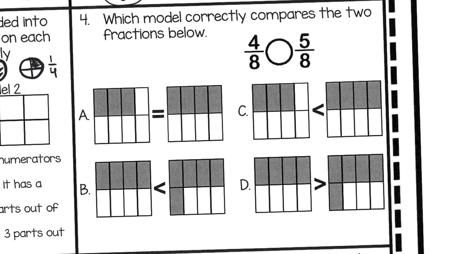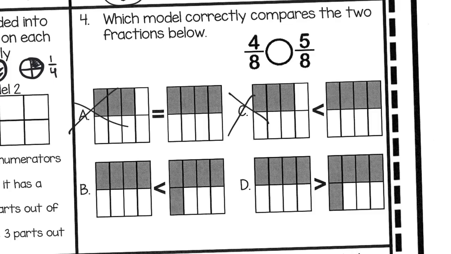For 4, it says, which model correctly compares the two fractions below? So we're comparing 4/8 to 5/8, okay? So you're going to try to find the model that has 4 pieces shaded out of 8 and 5 shaded out of 8, okay? So if I'm looking, let's see, that's 3, so that's no good. That's 3, that's no good. Oh, here's 4 out of 8, and that's 5 out of 8. And this one is 4 out of 8 and 5 out of 8. Okay, so we know we're not looking at A and we're not looking at C.